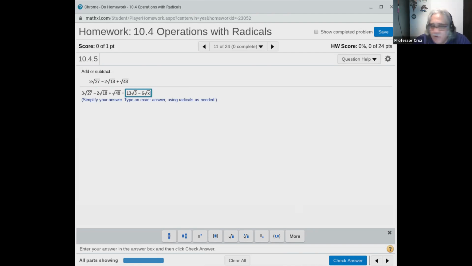So 6 square root of 10. So 9 and 4 is 13. Not x. What have I got? X in there. It's 2.